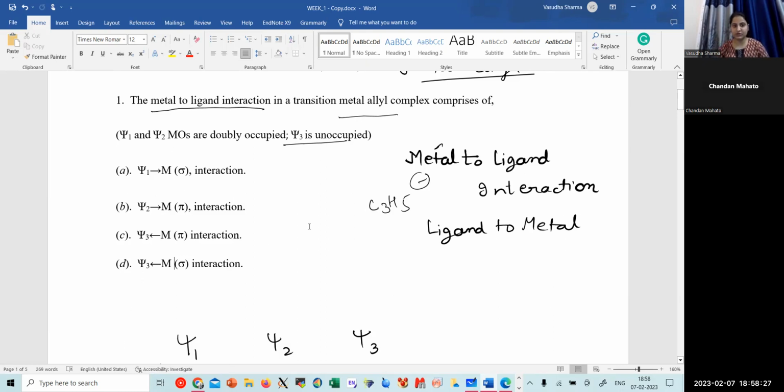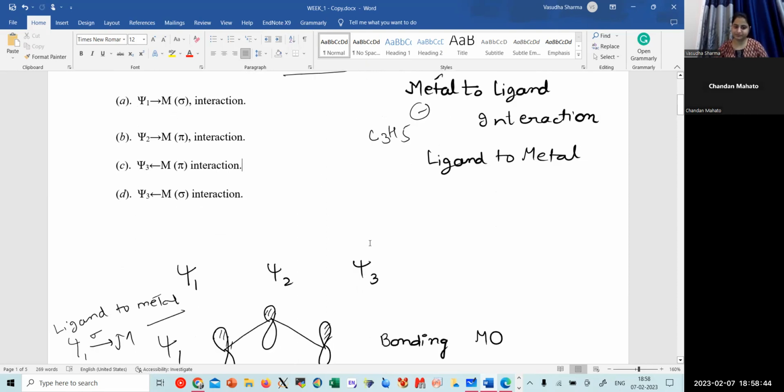So this was the approach for this particular question, that we need to know what kind of interaction they are talking about. Is it metal to ligand or ligand to metal? If it is metal to ligand, the first 2 options themselves get eliminated, and then we only have the remaining option. Is that clear?